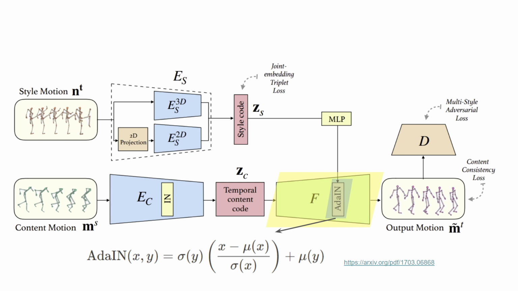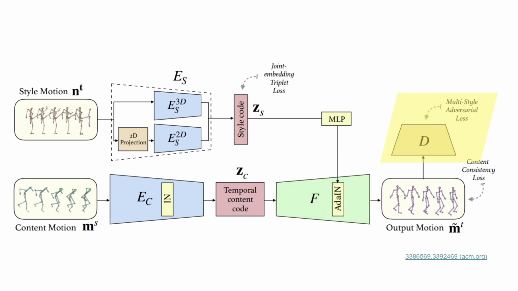This approach considers the mean and variance of the feature space as a style. So again, it simply sets this mean and variance to a desired value to get a desired style. The loss values for content consistency and multi-style adversarial are then computed for evaluation.